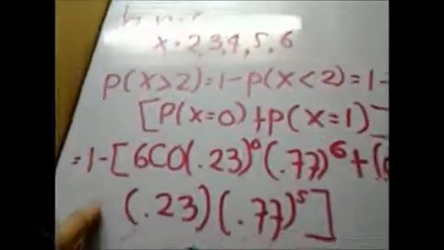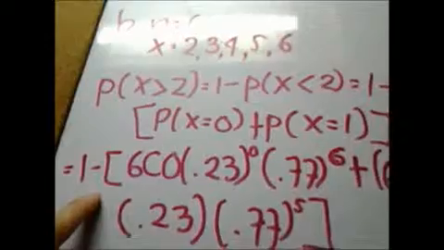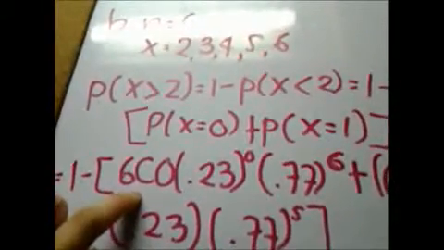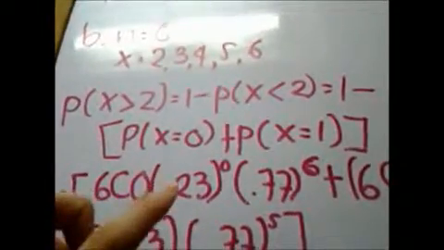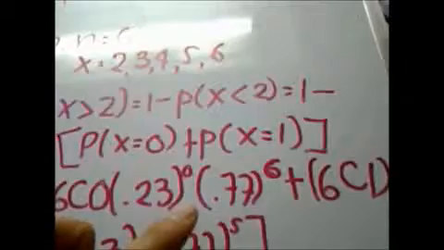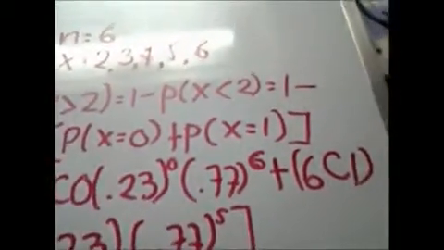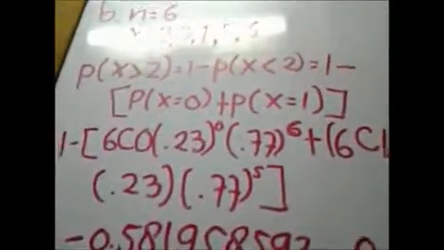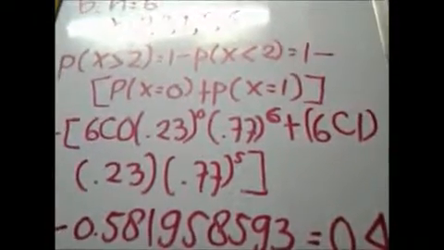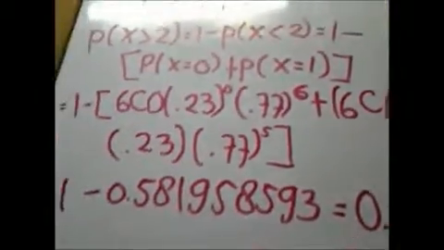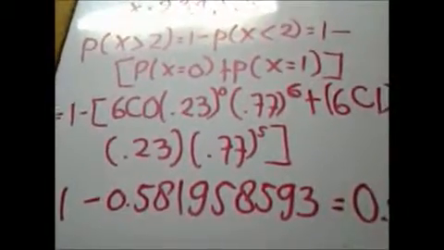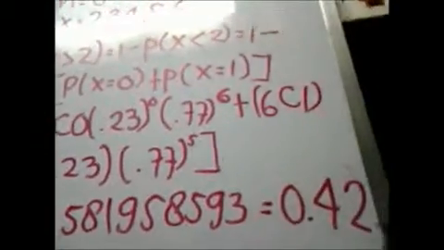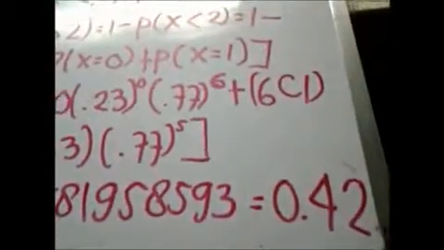And then it is equal to 1 minus 6C0 times 0.23 to the power of 0 times 0.77 to the power of 6, plus 6C1 times 0.23 and then 0.77 to the power of 5, which is equal to 1 minus 0.581958593, or equal to 0.42. Now we are going to proceed with letter C.